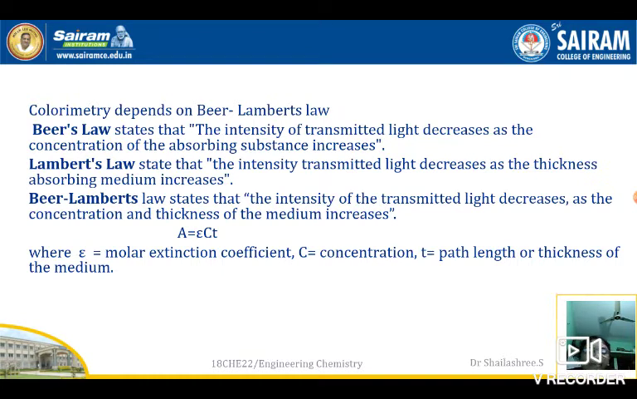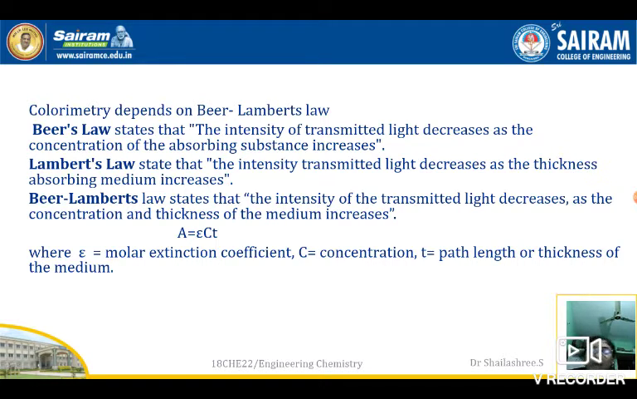A very simple way of understanding this law is to assume a colored glass and a thick glass. Light is passing through the colored glass, the thick glass and the plain glass. What will happen? In the case of the plain glass, almost all of the light is coming out. It's not absorbing any amount of light. But in the case of a colored glass and a thick glass, all the light is not coming out. Why? Because the colored substance is absorbing some amount of light. Even a thick glass is absorbing some amount of light.